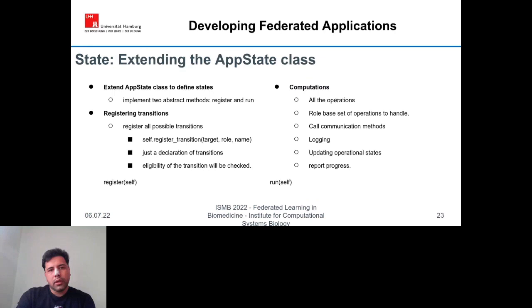Once you are going to extend the app state class, you should know that the two abstract methods, register and run, should be implemented. In the register method, as I mentioned before, register all the transitions, and in the run method, you can check different roles and do all the operations that you want. You can provide some logs for end users who are watching the app execution in the front end. You can update the operational states for the end users or report the progress, things like that.